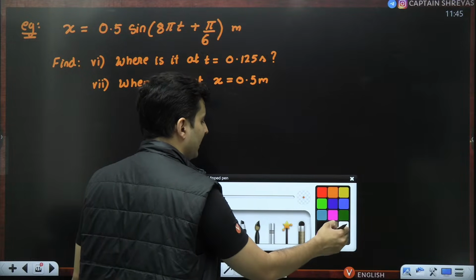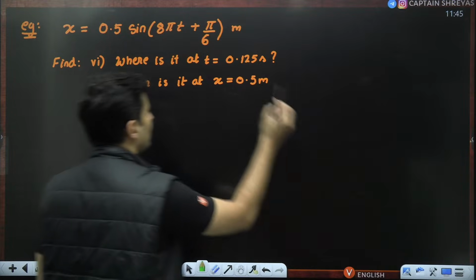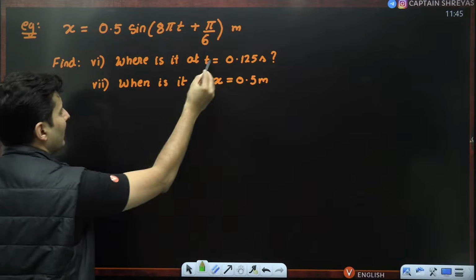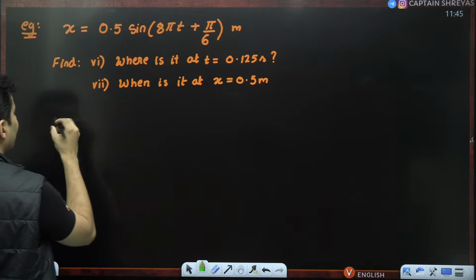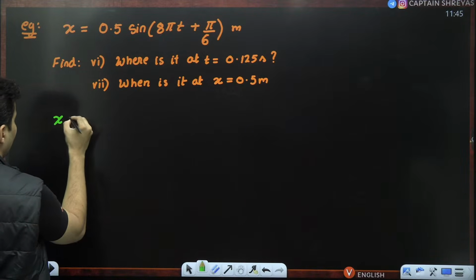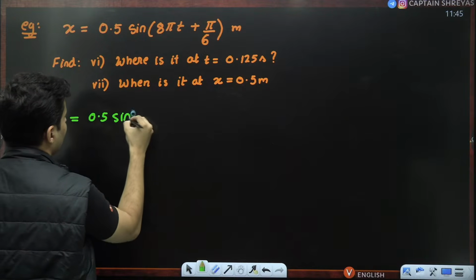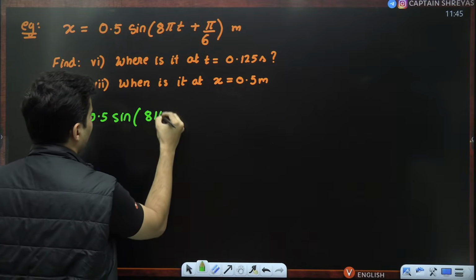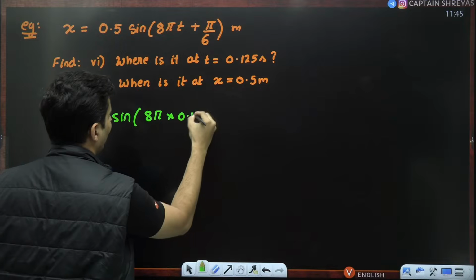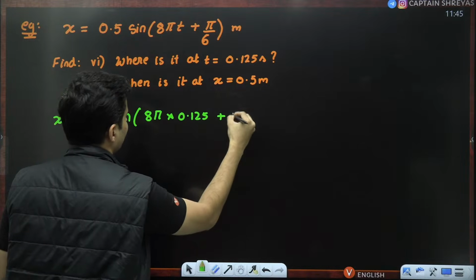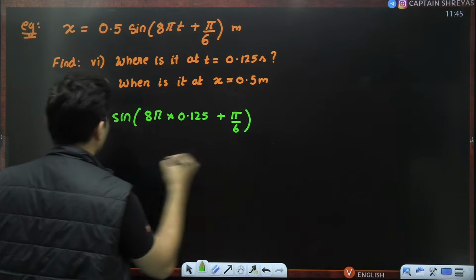The first part says time is equal to 0.125. So why not just substitute it here and we'll get the answer. So x will be equal to 0.5 sine of (8 pi times 0.125 plus pi by 6).